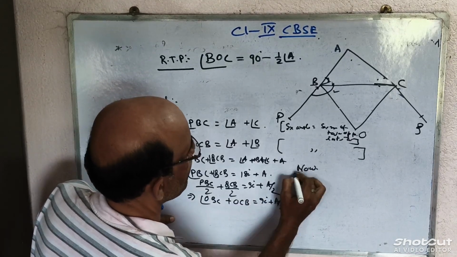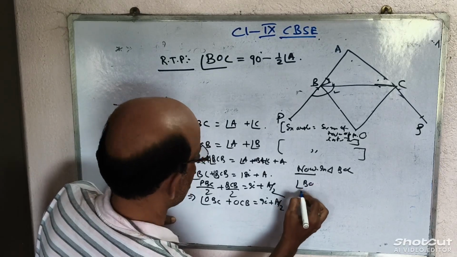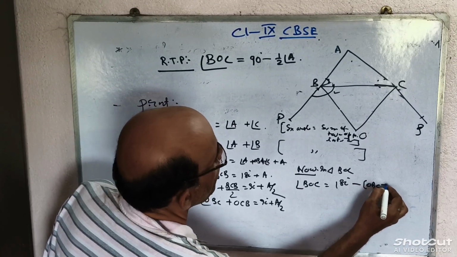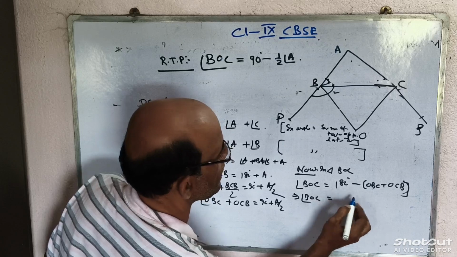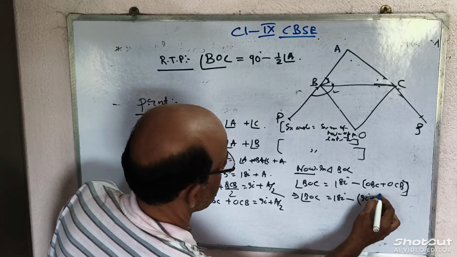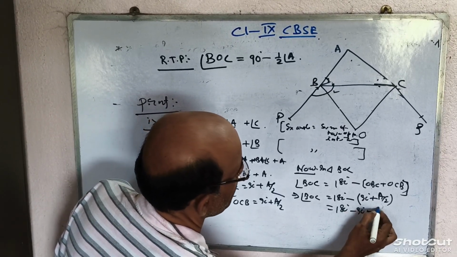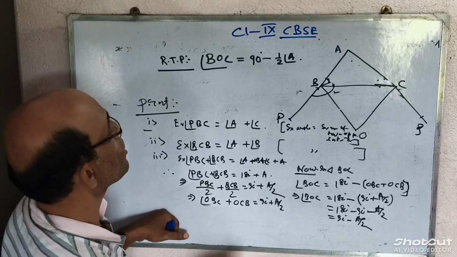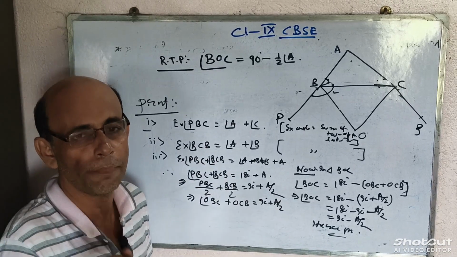Now, in triangle BOC, angle BOC is equal to 180 minus OBC plus OCB. Therefore, BOC angle is equal to 180 minus, as done here, 90 degree plus A by 2, which is equal to 180 minus 90 minus A by 2, which is equal to 90 minus A by 2. Hence proved. These four sums are proved. These four sums are very important for your forthcoming mid-term exam.